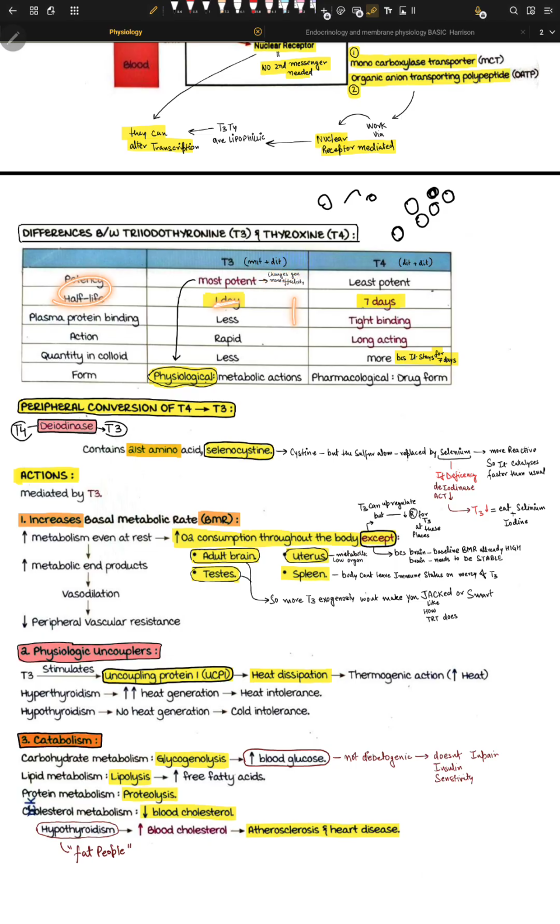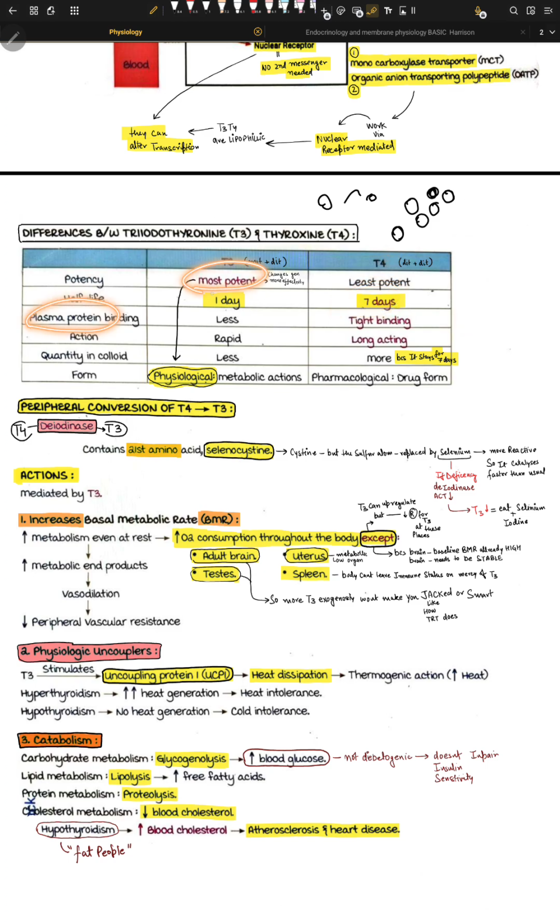In 1 day, the stored substance gets reduced to its half quantity. For example, if I had 500 grams, it will go to 250 grams. So in 1 day it gets reduced to half. T4 is 7 days. In 7 days, it is reduced to half.